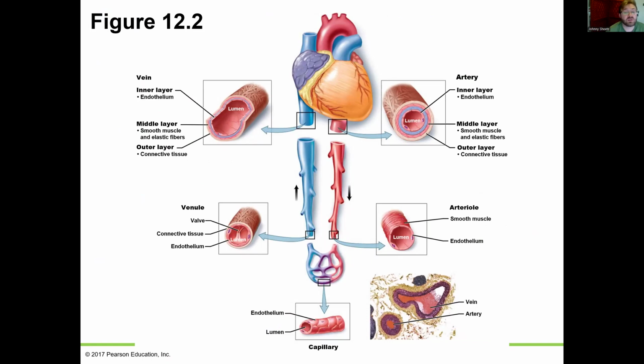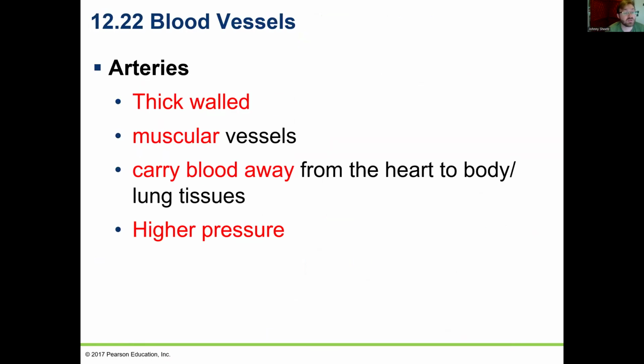Now the artery up here is going to have an inner layer of endothelium, then a middle layer of smooth muscle and elastin, and an outer layer of connective tissue. You'll notice an artery is a lot thicker than a vein. This is just a mechanical engineering issue. Our artery needs to be thicker because it's going to be under higher pressure than our veins. Now, arteries are thick-walled muscular vessels carrying blood away from the heart to the body and lung tissues, and they're going to be receiving higher pressure. That's why they have the thicker walls.